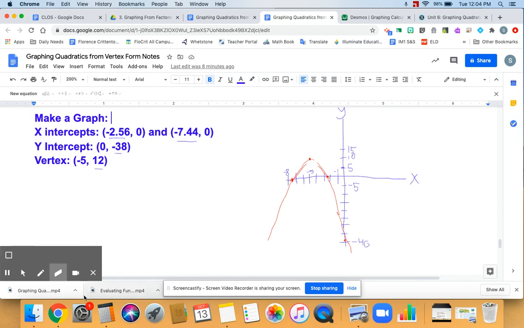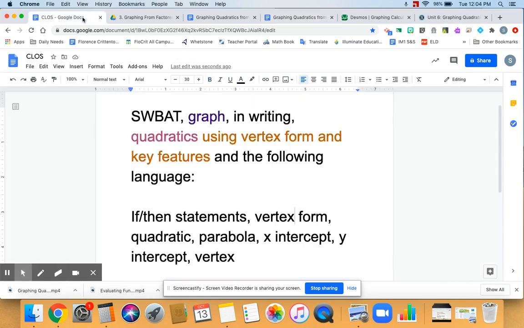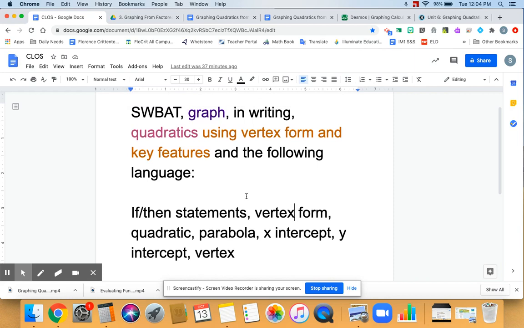And that's this one. So go ahead and use the words in the CLO to explain to me what you learned how to do in this lesson.